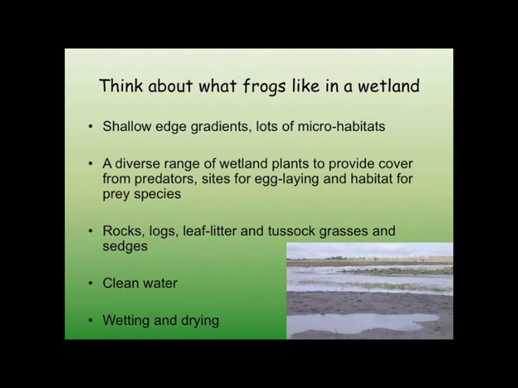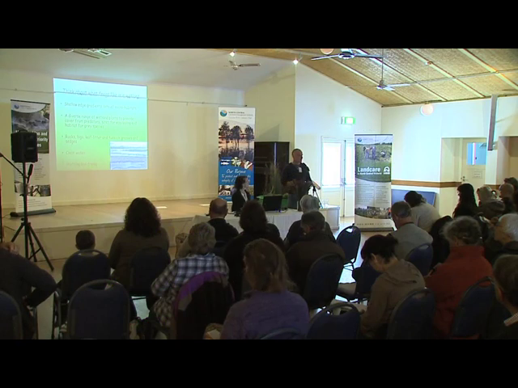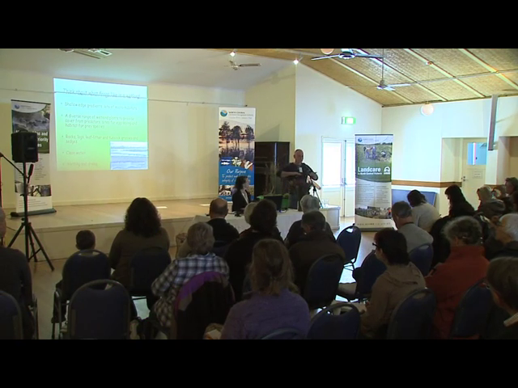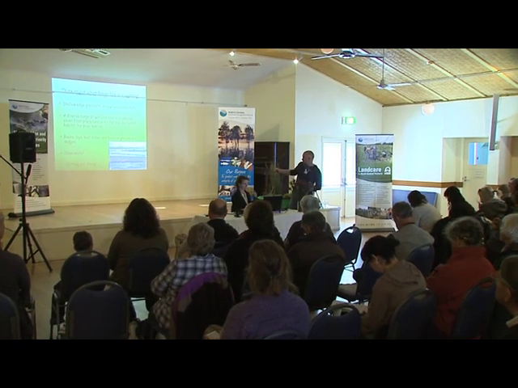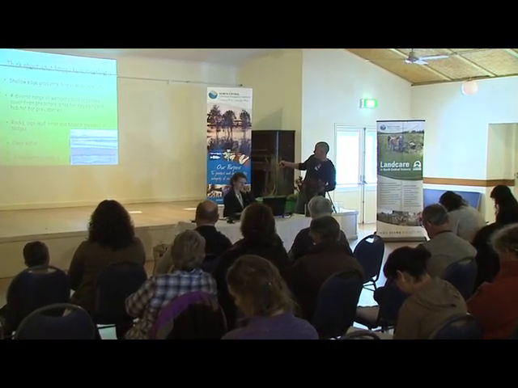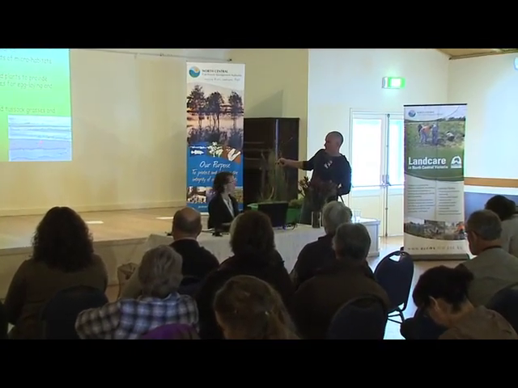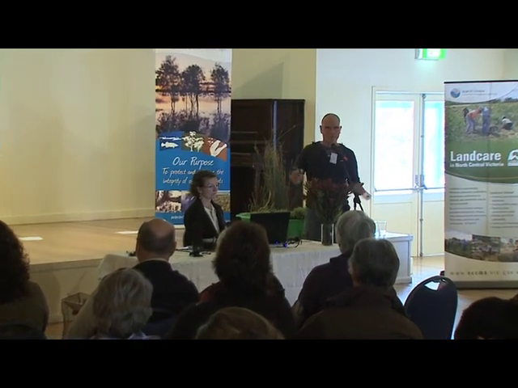Okay, so you've got to think like a frog if you want to create frog habitat. So you've got to think about what frogs like, and they like shallow edge gradients. They don't like big steep holes in the ground. They like nice gentle gradients where you can get a lot of vegetation growing. And this picture here is actually a shot of a constructed wetland. This is a wetland that was built to treat stormwater runoff.